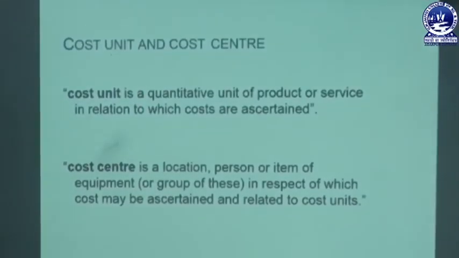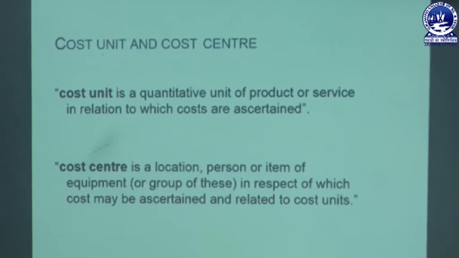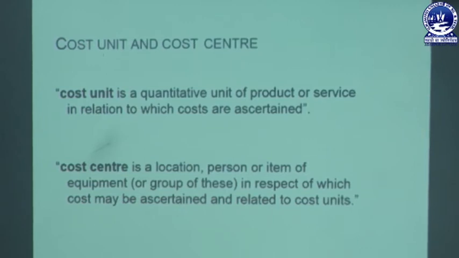Then the cost center, it is a location, person or item of equipment in respect of which cost may be ascertained or related to cost unit. So cost center is the smallest segment of a division or an area of responsibility for which costs are ascertained or cost may be controlled. So cost center can be a location or maybe equipment or maybe a group of persons where costs are involved for ascertainment as well as control.